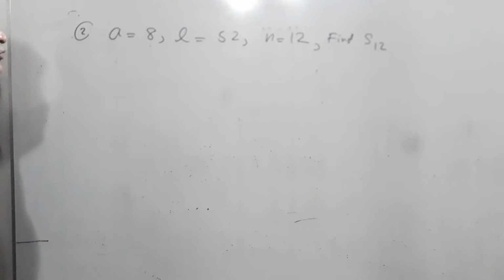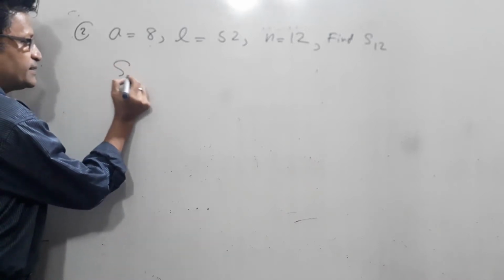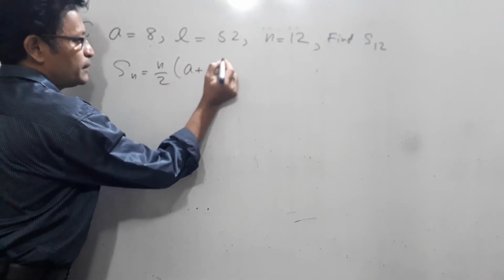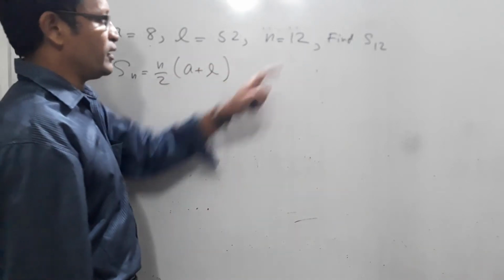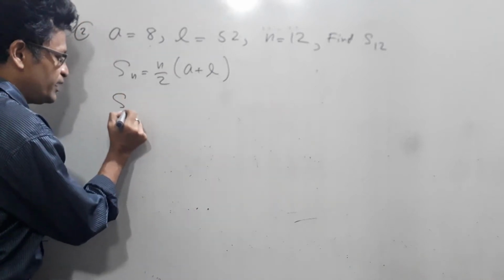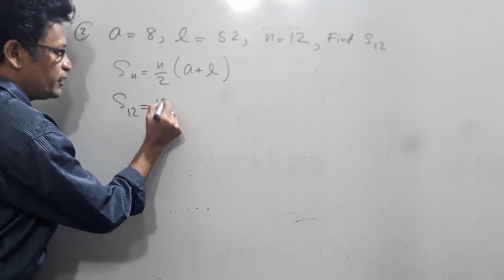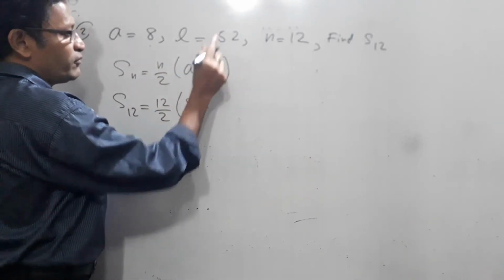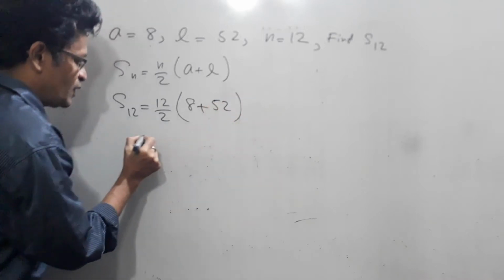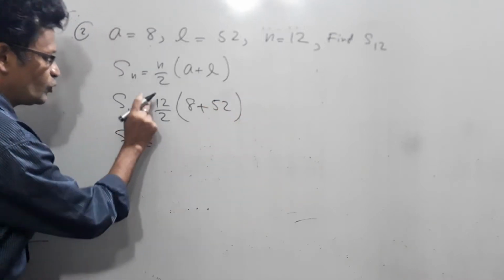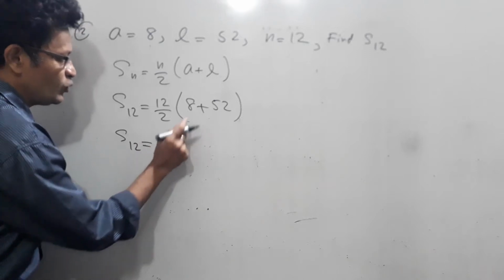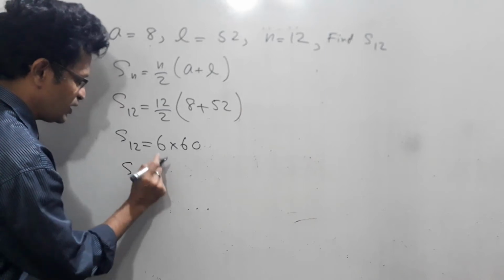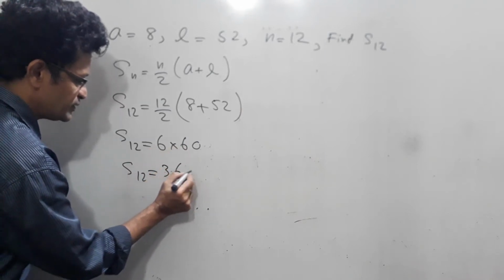Clear? Then you can use the formula Sn equals n over 2 times (a plus L). So n equals 12. You substitute n equals 12 in S12 equals 12 divided by 2 times (8 plus 52). Now S12 equals 12 divided by 2 is 6, times 52 plus 8, which is 60. So S12 equals 6 times 60, which is 360.